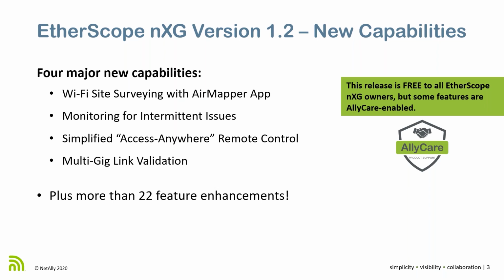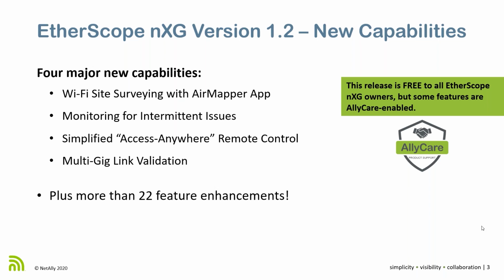Other major feature, monitoring for intermittent issues. Solving intermittent problems on a network is one of the most difficult tasks that a network professional has, and we'll talk about a key capability for that. We've created a simplified access anywhere remote control methodology and the ability to do multi-gig link validation. There's a whole slew of other feature enhancements, at least 22 by my count, various functions from auto test to performance testing. We might get a chance, if we have time, to mention a few of those at the end.